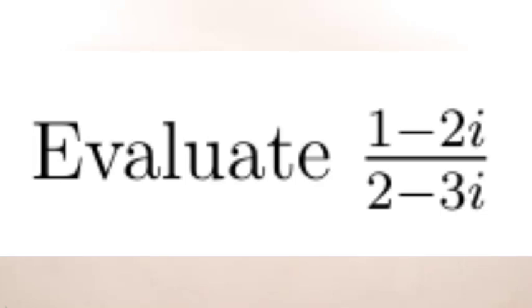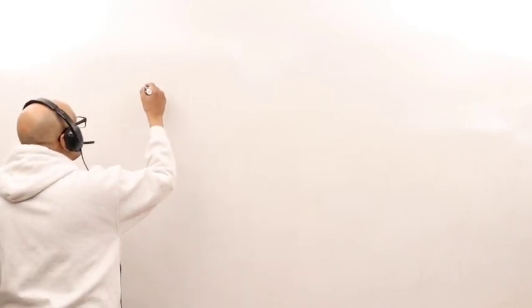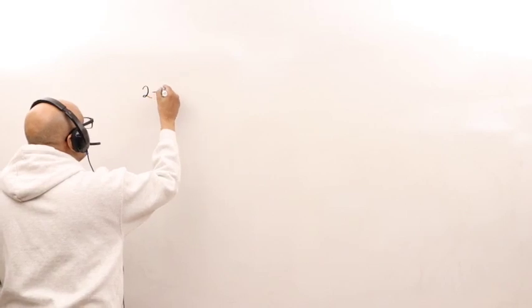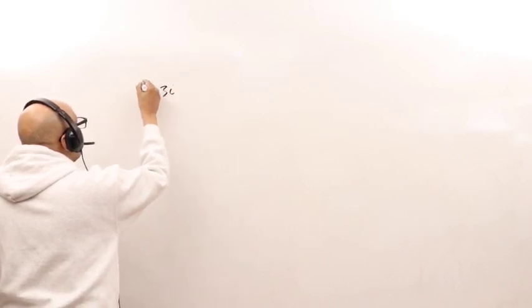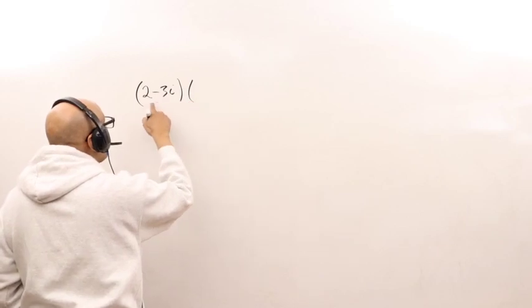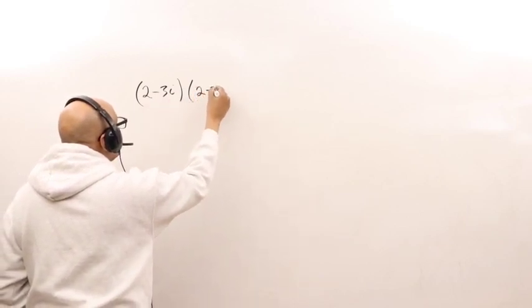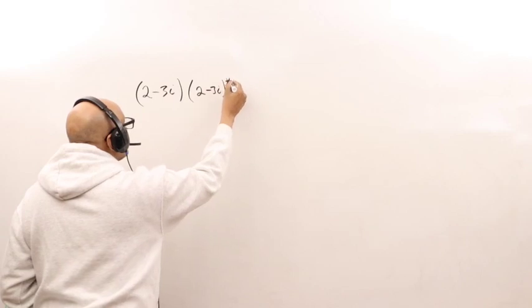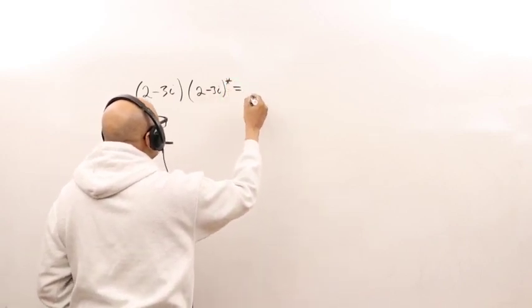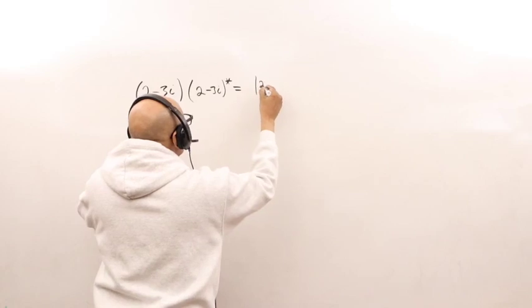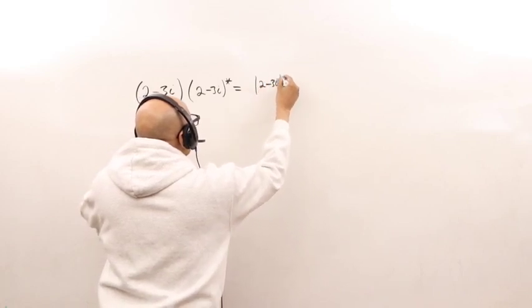So in this calculation, we have to evaluate (1 minus 2i) divided by (2 minus 3i). The idea behind this rationalization of complex numbers is that if somebody gives you a complex number, 2 minus 3i for example, you'll always find that multiplying 2 minus 3i by its complex conjugate, 2 plus 3i, is always equal to the magnitude of 2 minus 3i squared.